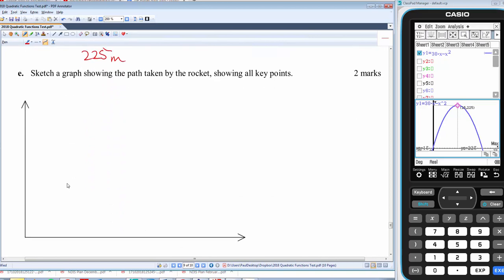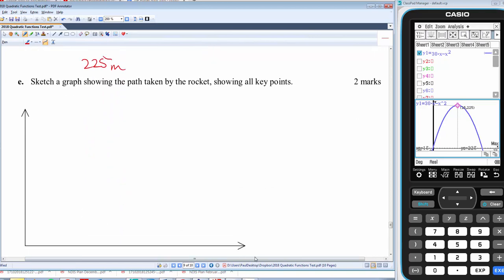Sketch a graph showing the path taken by the rocket. So we've got time and height: 30, 15, 225, 0.